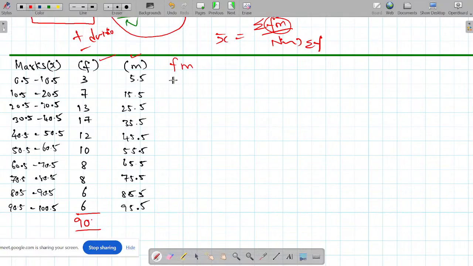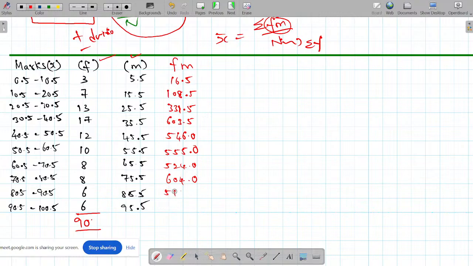You're not going to do anything extra, just multiply. So the values are 16.5, 108.5, 331.5, 603.5, 546.0, 555.0, 524.5, 524.0, 524.0, 604.0, 513.0 and 573.0. So I think the total is 4375.